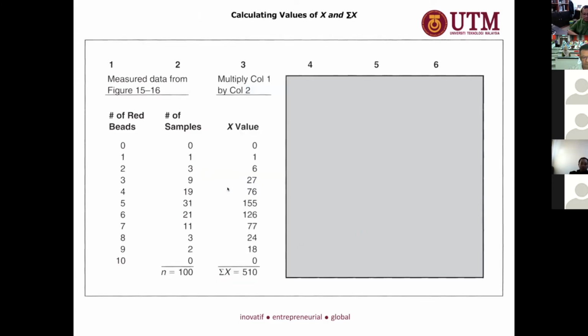So when we multiply that, we know we have 510 dots for all the samples. So if we want to know the mean of the dots, we just divide by N. This is the X bar, the average or the mean.